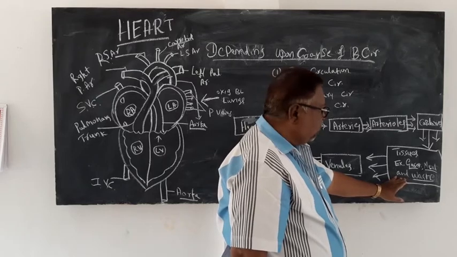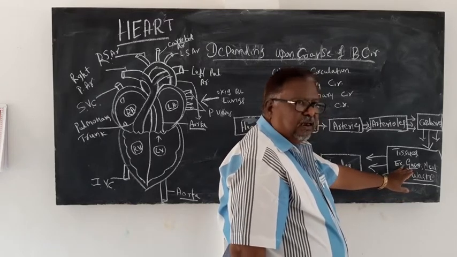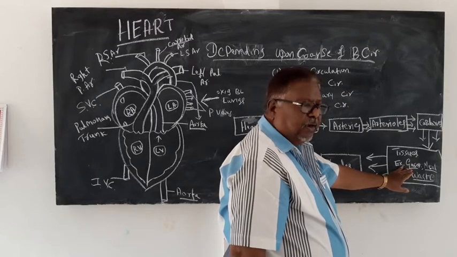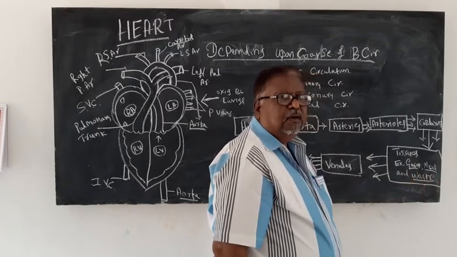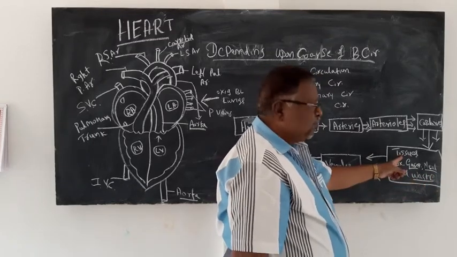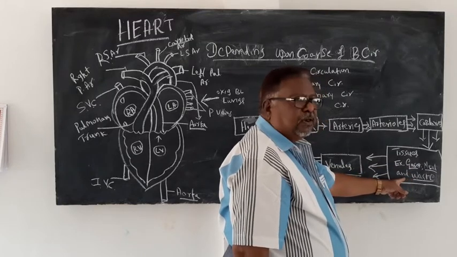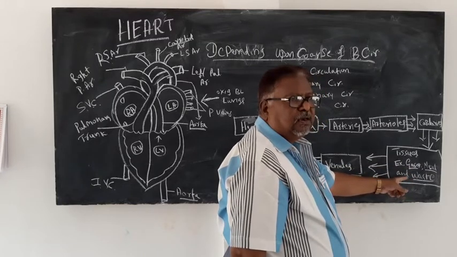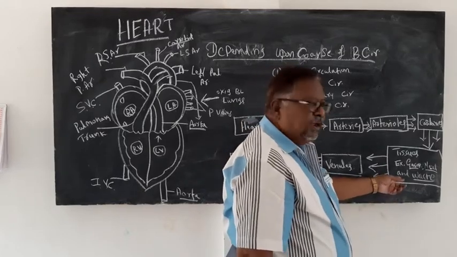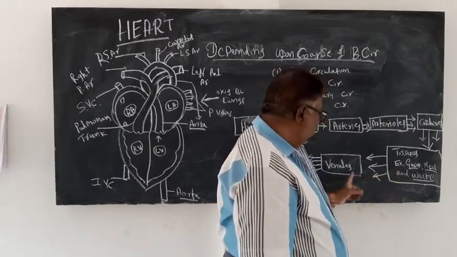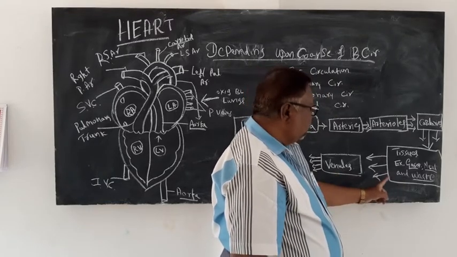The waste, nitrogenous waste, is given out in the blood. The gases are exchanged, that is the oxygen is taken in, carbon dioxide is given out, and the nutrients are absorbed by the tissues. So then this blood becomes the venous blood, that is the deoxygenated blood, because oxygen is absorbed already. So it becomes deoxygenated. This blood goes to the venules. Venules receive the deoxygenated blood from the tissues.